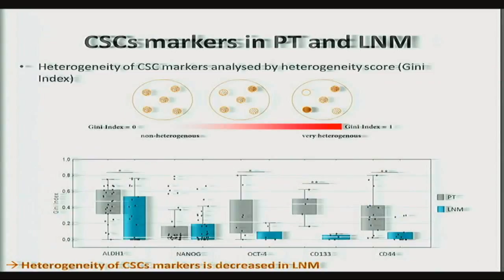But when we looked at the heterogeneity, measured as a heterogeneity index, in that case the Gini index, which is used in economics, for example, to calculate inequality in income, on a scale of 0 to 1, where 0 is the lowest heterogeneity and 1 is the maximal heterogeneity, we found that in the lymph node metastasis, heterogeneity is much decreased. So we actually think we observe a selection of these malignant clones from the primary tumor to lymph node metastasis.